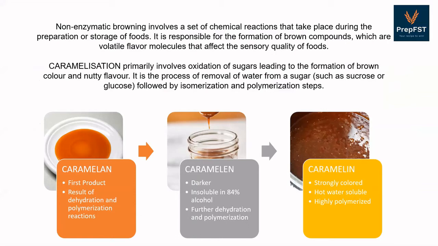The first stage, that is resulting from the primary dehydration and polymerization reactions in the sugar, the first product formed is caramelan. This is followed by the formation of the second product that is much darker and is insoluble in 84% alcohol, that is known as caramelen. This is a result of further dehydration and polymerization of the caramelan. Now lastly, the caramelin is formed, which is strongly colored and is only hot water soluble and is highly polymerized.